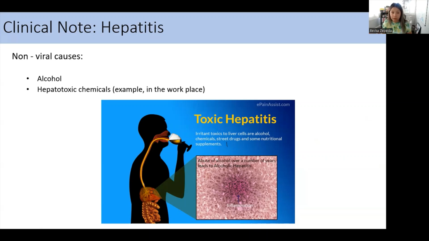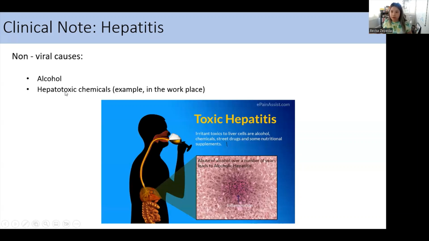A lot of times, the alcohol gets converted into aldehyde, which converts into sugar. If we have excess sugar, it gets converted to fat, so you'll get lots of fatty deposits on the liver for that reason as well. You can also have hepatotoxic chemicals. That's what hepatotoxic means: chemicals that are toxic to the liver.